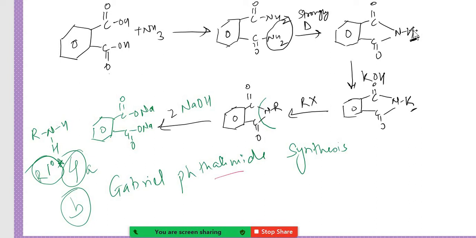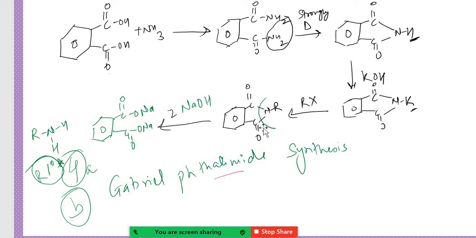Now when you add alkyl halide, replace this K with R. Rest of the structure will remain the same. Now you can see everything is happening here at NH. So first put KOH, replace this H with K, put RX, replace this K with R.